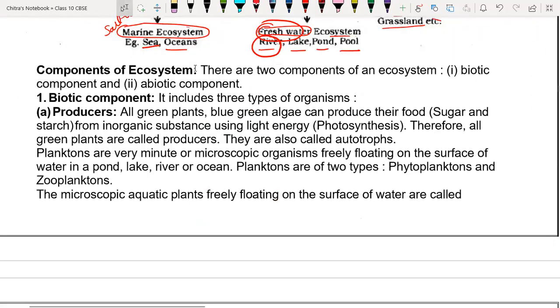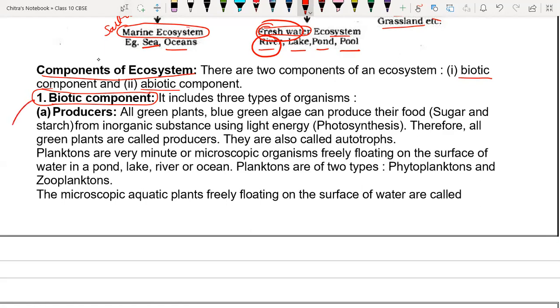Done, sir. Okay. So now we are going to discuss the components of ecosystem. We have two important components of ecosystem that we already discussed in short. Biotic means the living and abiotic means the non-living components of ecosystem. So first we're going to discuss the biotic component. Those components which have life or perform the life processes are called biotic components of ecosystem.